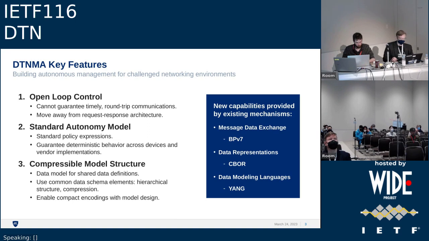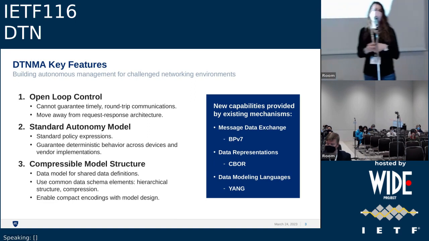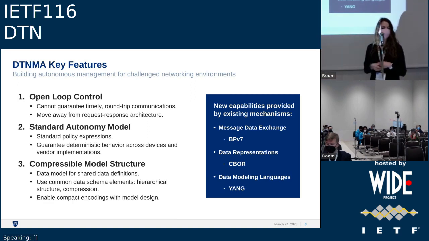Second, we're using autonomy to acknowledge the fact that the managed and managing device are often not able to communicate. So we need that managed device itself to be able to self-manage, in this case, apply policy and use an autonomy engine to provide deterministic behavior across devices. And third, we need a compressible model. We need compact encodings so that we can implement the DTNMA not only on resource-constrained devices, but also create the small message sizes that we need when we're operating over intermittent or low-rate links. Next slide, please.